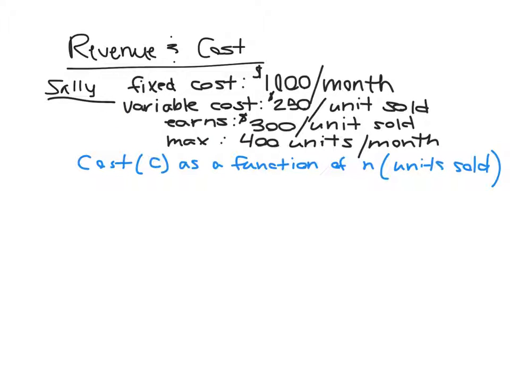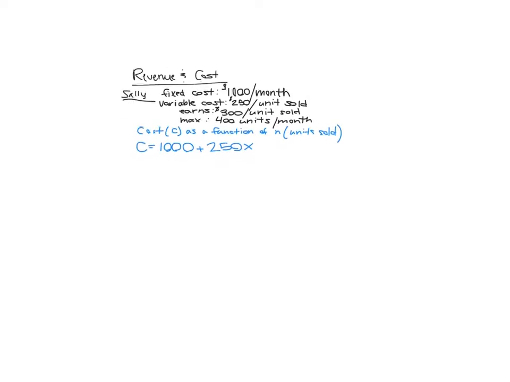So C is equal to $1,000 every month plus an additional $250 per unit sold. So key thing here, our variable cost, we know to put the variable on because it says it right in the name. So that's why I have my X attached to my 250 and not my 1,000. So that was super easy. That's our cost equation. We're going to move that right up there for us.